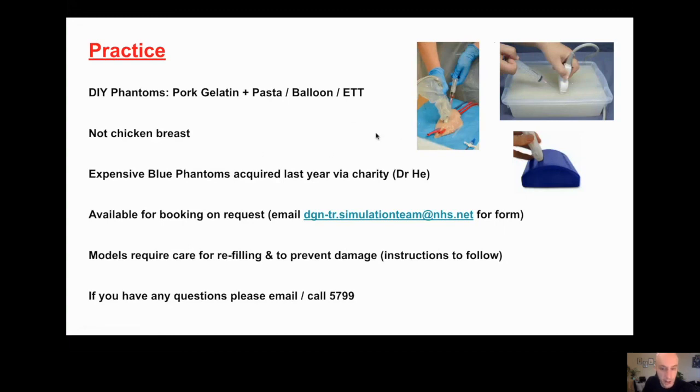But fortunately at Darent Valley, there was a GP trainee here last year that taught ultrasound cannulation, and she acquired the ultrasound machine, which is on Chestnut, which is there for difficult cannulation through charity. She also got these expensive blue phantoms. They're like £600 each. And so that's what you're going to use. You use one of these two when you come down to practice with us in our ultrasound cannulation workshops.